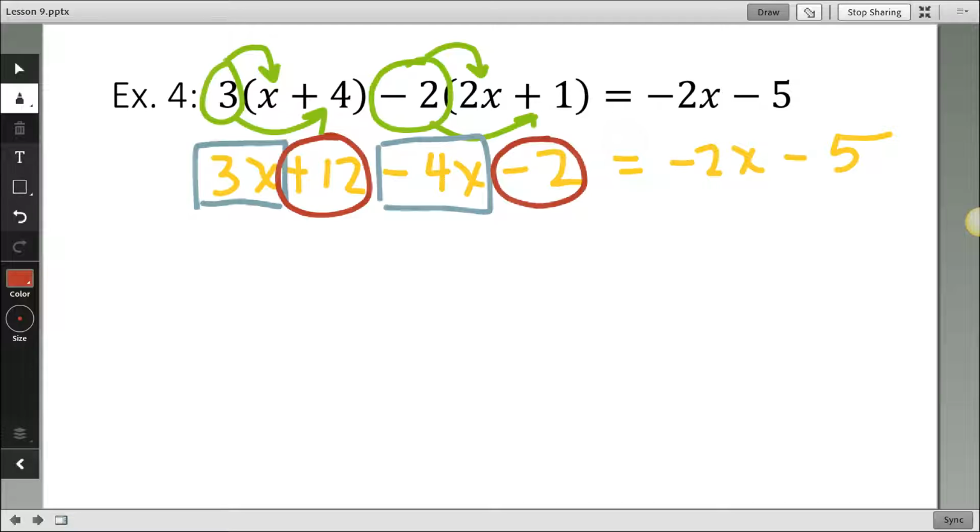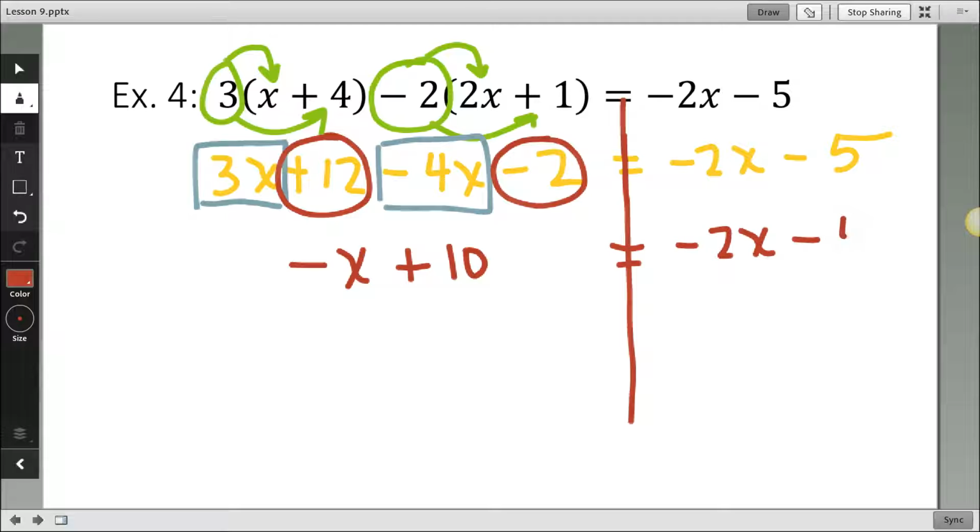So if you're confused by that, just draw a line right here. It's like a wall. We can't do anything across the wall. We can only work on the wall. We have to do opposites to move across the wall. So when we combine these terms, 3x minus 4x is negative x, negative 1x. 12 minus 2, that's going to be plus 10. And we have our equal sign, and we didn't change anything on this side.